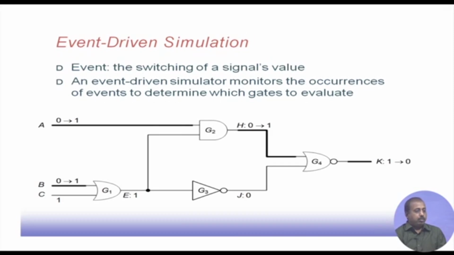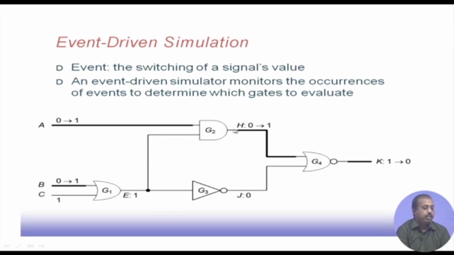Another way of doing this is event driven simulation. Event driven simulation means that when some event occurs, we simulate the behavior, and we do not simulate the entire circuit. We simulate only the portion that is related to the event. Here, for example, we have a situation where previously we had the input 0, 0 and 1, so 0, 0, 1, and this E was equal to 1.